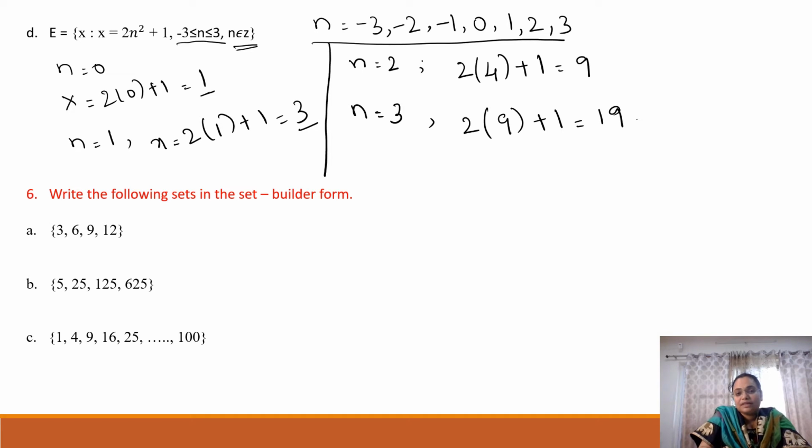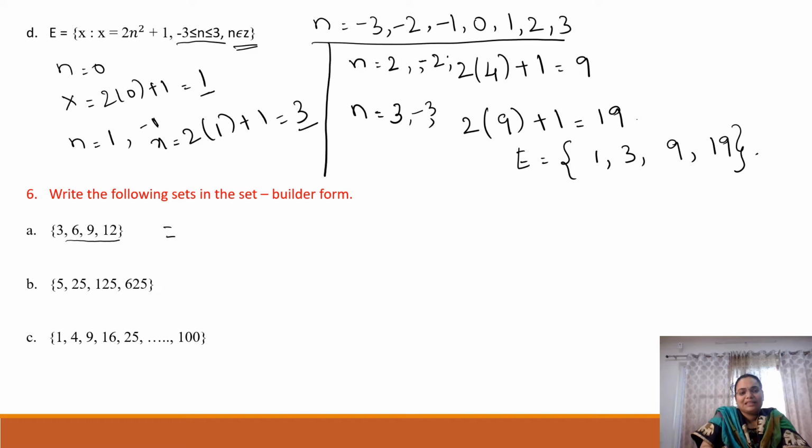Clear? If you observe, minus 1, minus 2, minus 3, for n equals 1 and for minus 1 as well, if you take minus 1 whole squared, that is 1 only. Even for minus 2, you get a positive, right? So for 3 or minus 3, you get a positive integer only. So what is the roster form we got? 1, 3, 9 and 19.